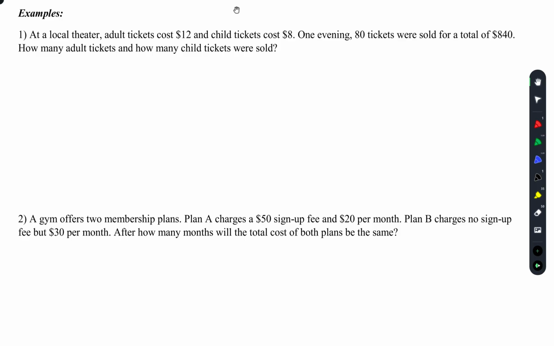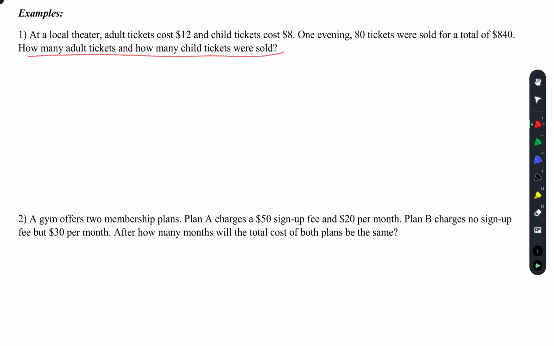Okay, so at a local theater, adult tickets cost $12, child tickets cost $8. One evening, 80 tickets were sold for a total of $840. How many adult tickets and how many child tickets were sold? So first thing you need to do is figure out what your variables are. Basically, you look at the last sentence, okay? How many adult tickets and how many child tickets? That kind of tells you what your X and Y are.